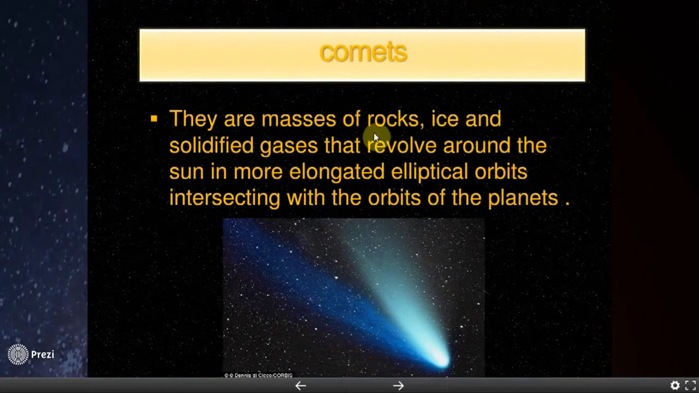Comets. They are masses of rocks, ice, and solidified gases that revolve around the Sun in more elongated elliptical orbits intersecting with the orbits of the planets.